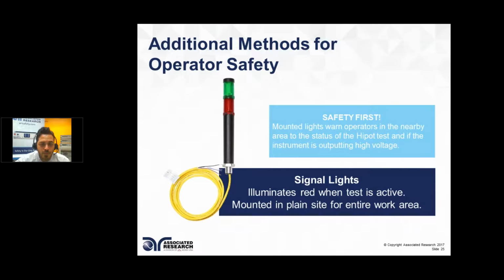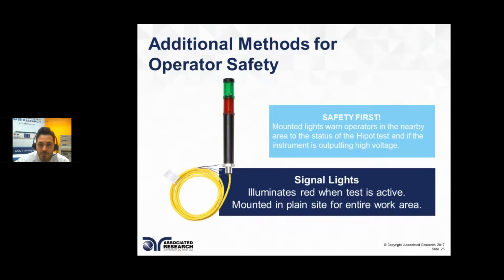Here we have our signal tower light. It illuminates red when a test is active, right? So red means stop, don't walk by, you're not allowed in this area. And green means you've passed your test, but it also means I'm not outputting anymore. So green light, you can go, you can walk through here. Again, these types of rules are for the employer to identify and to label and to set up your own system on how to make your workstation safe.